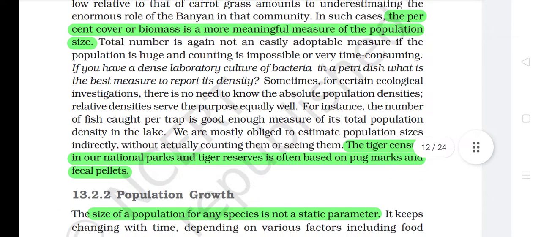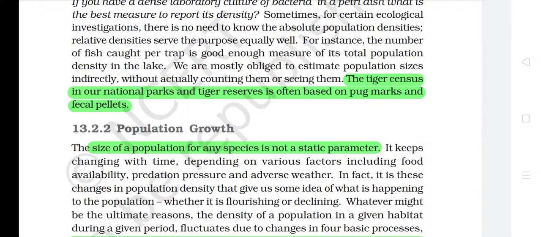Total number is again not an easily adaptable measure if the population is huge and counting is impossible or very time consuming. If you have a dense laboratory culture of bacteria in a petri dish, what is the best measure to report its density? Sometimes, for certain ecological investigation, there is no need to know the absolute population densities. Relative densities serve the purpose equally well. For instance, the number of fish caught per trap is a good enough measure of its total population density in the lake. We are mostly obliged to estimate population sizes indirectly, without actually counting them or seeing them. The tiger census in our national parks and tiger reserves is often based on pug marks and fecal pellets.